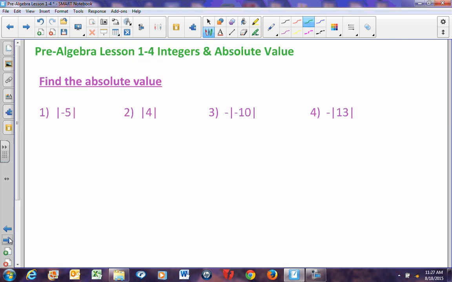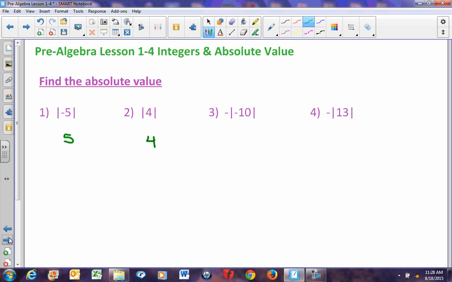All right, find the absolute value. The absolute value of -5. A -5 is 5 units from 0 on the number line, so it is 5. The absolute value of 4 is 4 units from 0 on the number line, so it's 4.